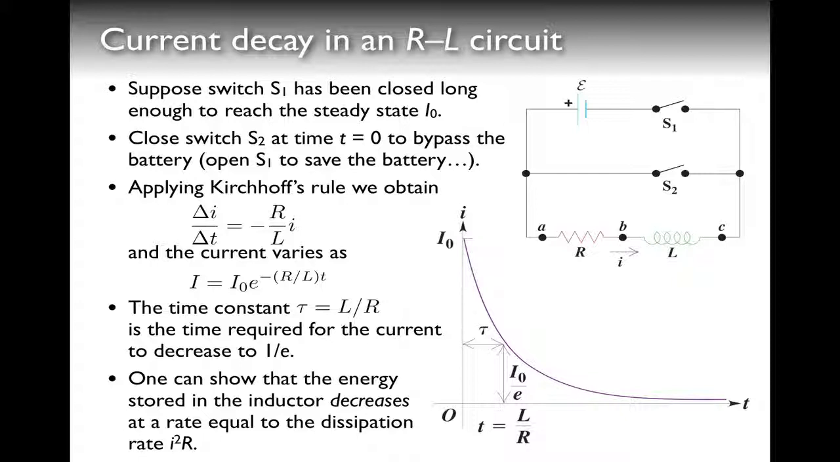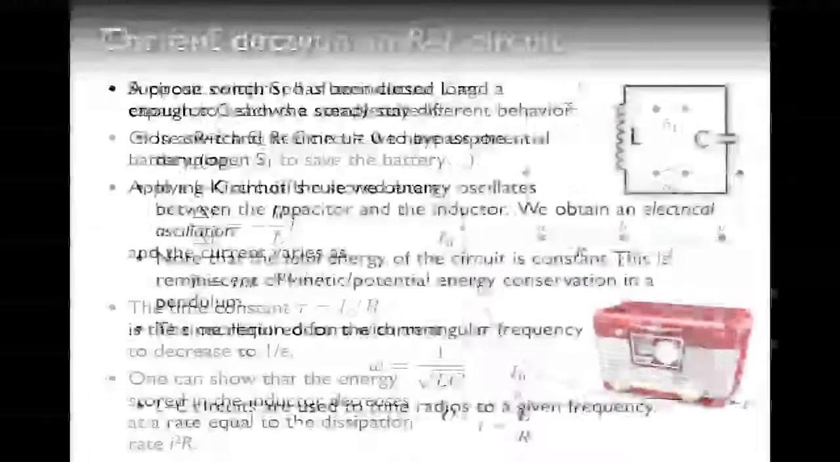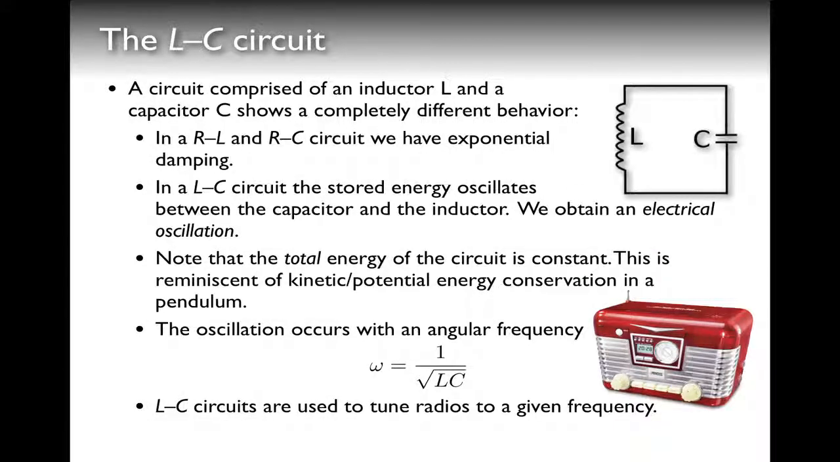Now, in the previous chapter, we discussed the RC circuit. We saw there a similar behavior with these exponential decays and increases. Now we studied the RL circuit, where we also saw exponential behavior. And this is because a resistor R always causes dissipation. What we'd like to do at the end of this chapter is study now the LC circuit. And this is a circuit comprised of an inductor L and a capacitor C that is depicted here on the right-hand side. In an LC circuit, the stored energy actually oscillates between the capacitor and the inductor, and what we actually obtain is an electrical oscillation.